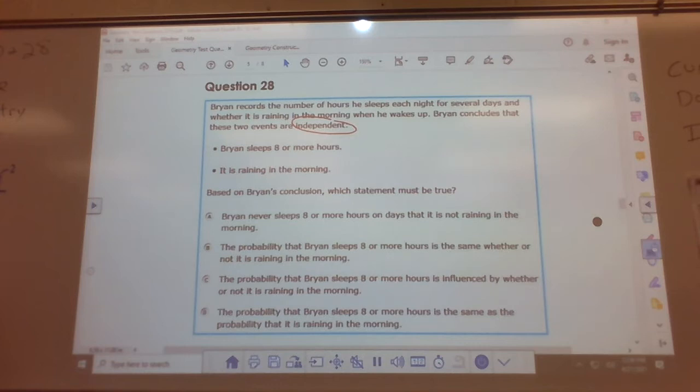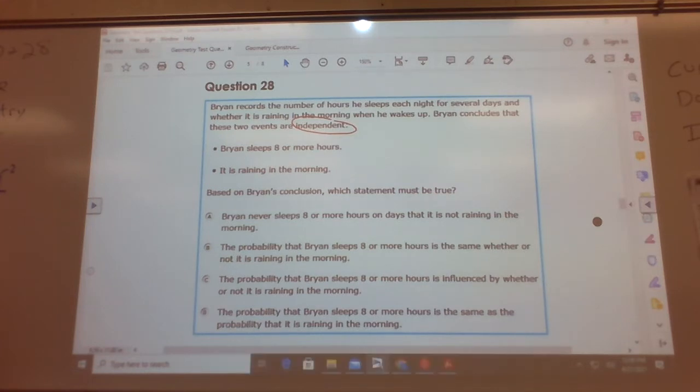So, looking through the 4 choices: Brian never sleeps 8 or more hours on days that it's not raining in the morning. The probability that Brian sleeps 8 or more hours is the same whether or not it's raining in the morning. The probability that Brian sleeps 8 or more hours is influenced by whether or not it's raining in the morning. The probability that Brian sleeps 8 or more hours is the same as the probability that it's raining in the morning. Which one shows that they do not affect each other? They're independent. It is B.